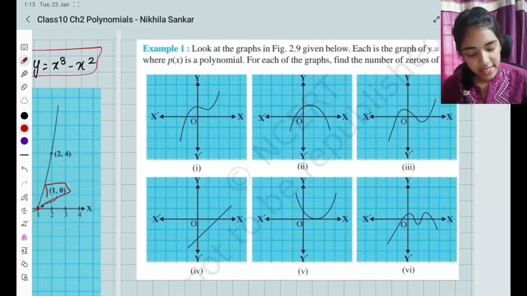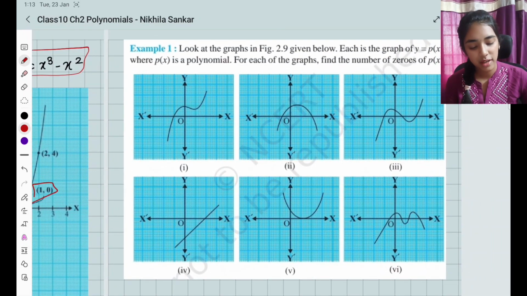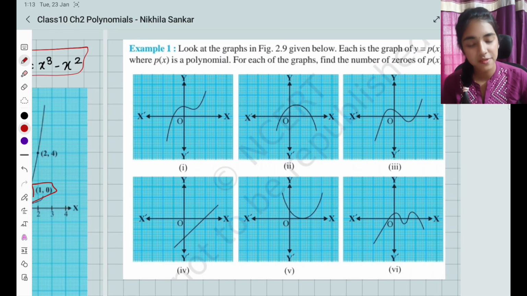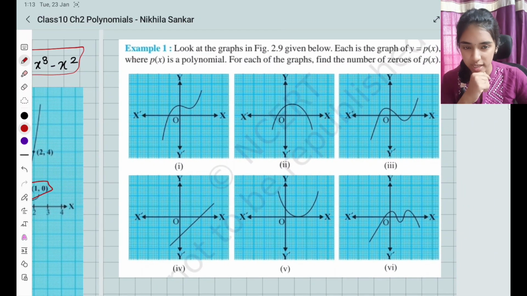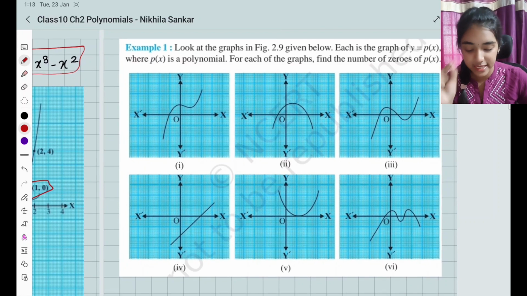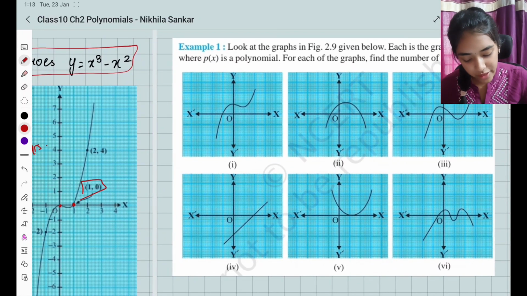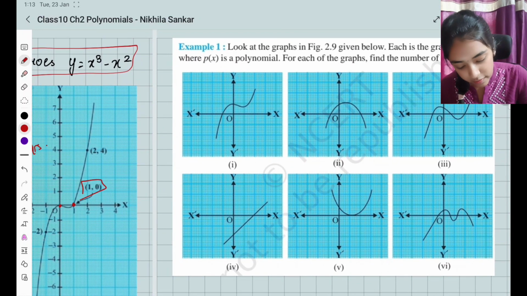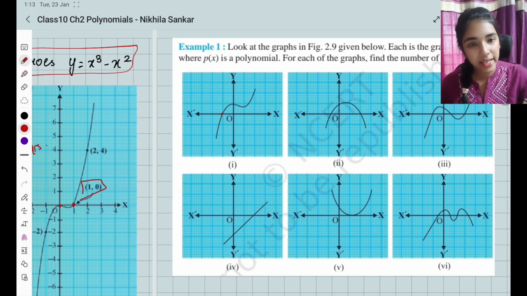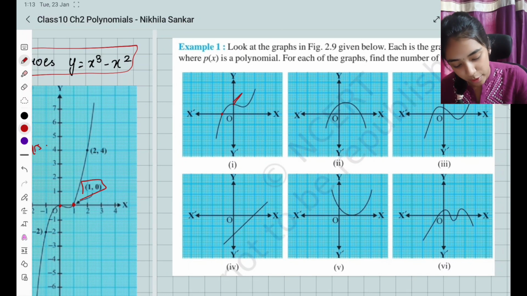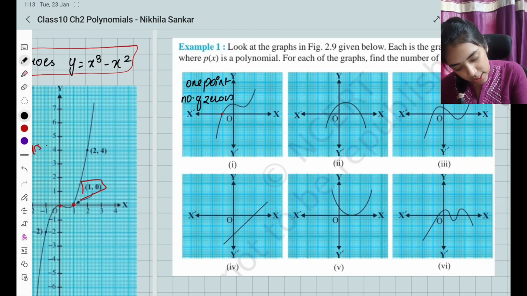Okay. Now, example 1. Look at the graph. Each graph equals y equals p of x. For the graphs, find the number of zeros. Number of zeros na enna? At how many points they are intersecting the x-axis. Okay. So, இப்போ first question ku, எங்கேயுமே point of intersection illa. This is going to be a point of intersection but with the y-axis. So, அது நமக்கு தேவை கிடையாது. So, what is the point of intersection? It is intersecting only at one point. So, number of zeros equals 1.